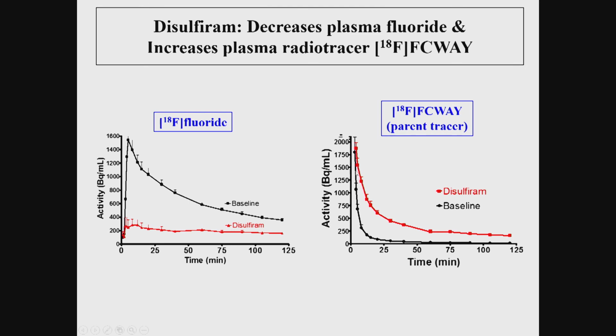And then if you look at the parent tracer, because you're blocking the metabolism, there's more of the parent compound, and there's more that would go into the brain. So this shows how you can use PET to study the metabolism, in this case of a radioligand, and in this case of the defluorination. It turns out that defluorination is fairly common. There are different mechanisms in which it occurs and can be a problem for F18 labeled drugs.